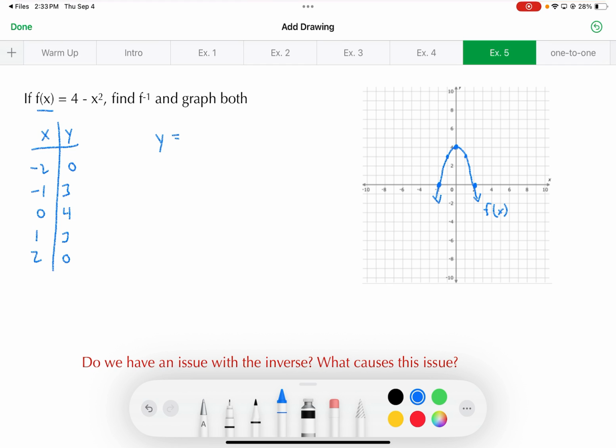We have y equals 4 minus x squared for the original. To find the inverse, switch x and y. Okay, now probably what I would do is add the y squared over. Make it positive. Then I'd subtract the x over. I would take the square root, and when I square root in an equation, I have to remember about plus or minus, right?